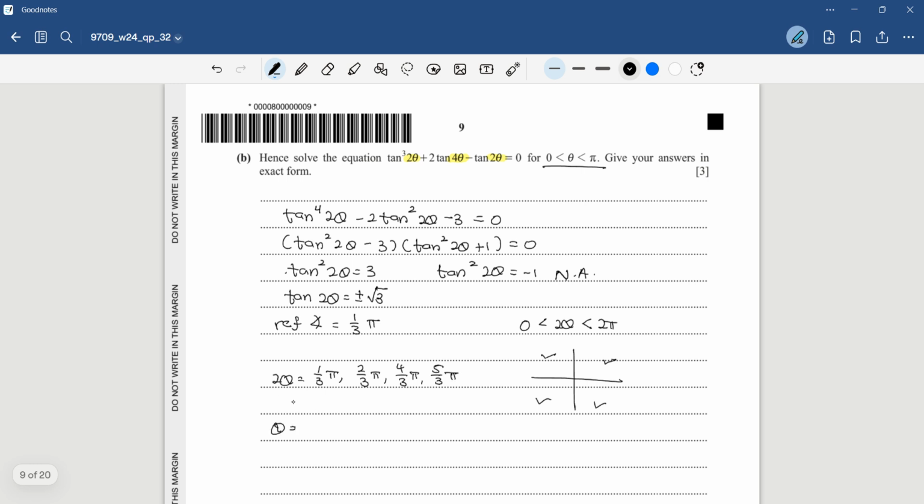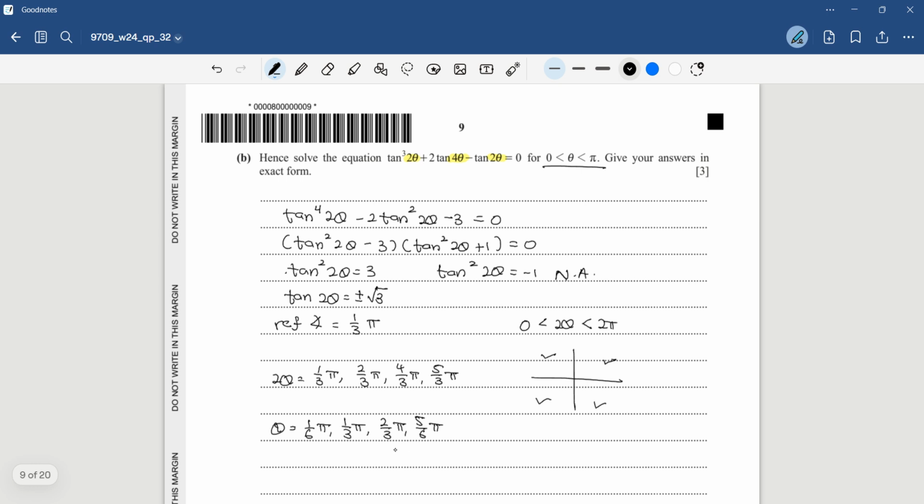Therefore, my theta, you divide everything by 2, will be 1 over 6 pi, 1 over 3 pi, 2 over 3 pi, 5 over 6 pi. You can notice my theta values, my final answers are all between 0 and pi. It does not exceed pi.